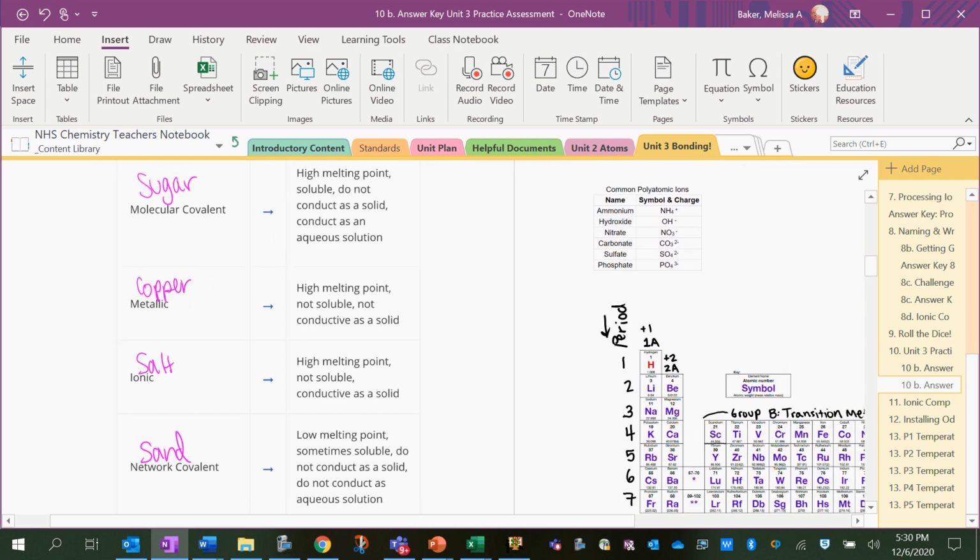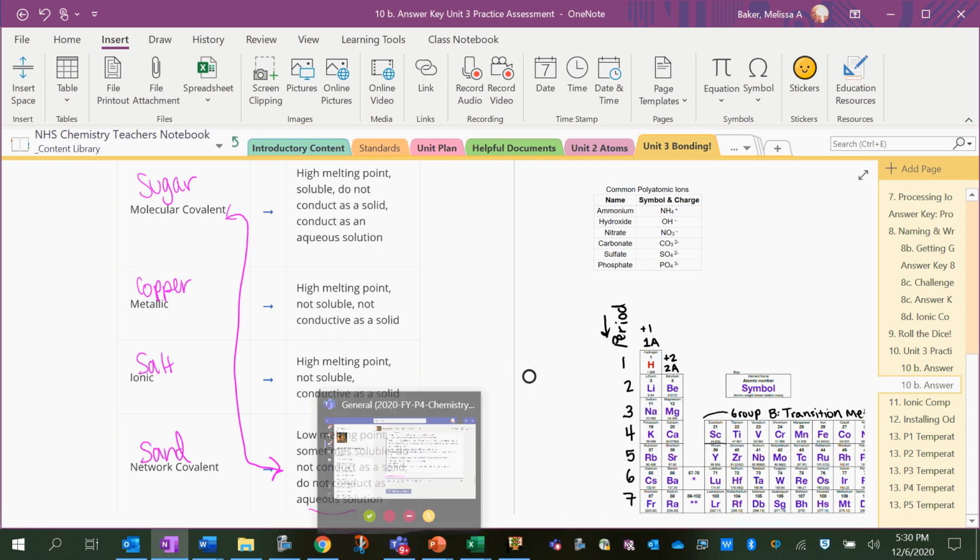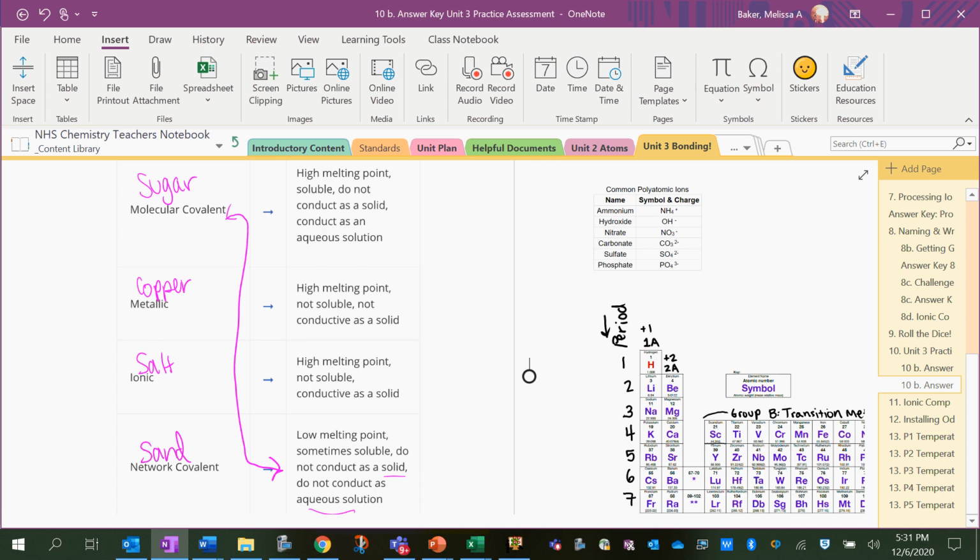One of these, only one, has a low melting point. And you might remember that sugar on my stove dissolved easily, and molecular covalent things are sometimes soluble. Sugar did not conduct as a solid, and it did not conduct as an aqueous solution. Metallic is the only one that's conductive as a solid, and they're not soluble. So that would be a match with copper and metallic bonding.